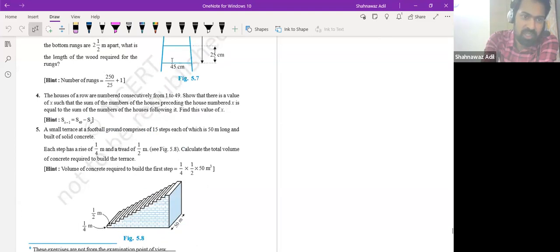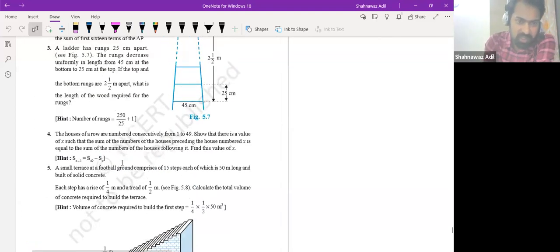So the hint is given, right? You can use the hint. The houses of a row are numbered consecutively from 1 to 49, and show that there is a value of x such that the sum of the numbers of houses preceding the house numbered x is equal to the sum of the numbers of houses following it. So find the value of x.